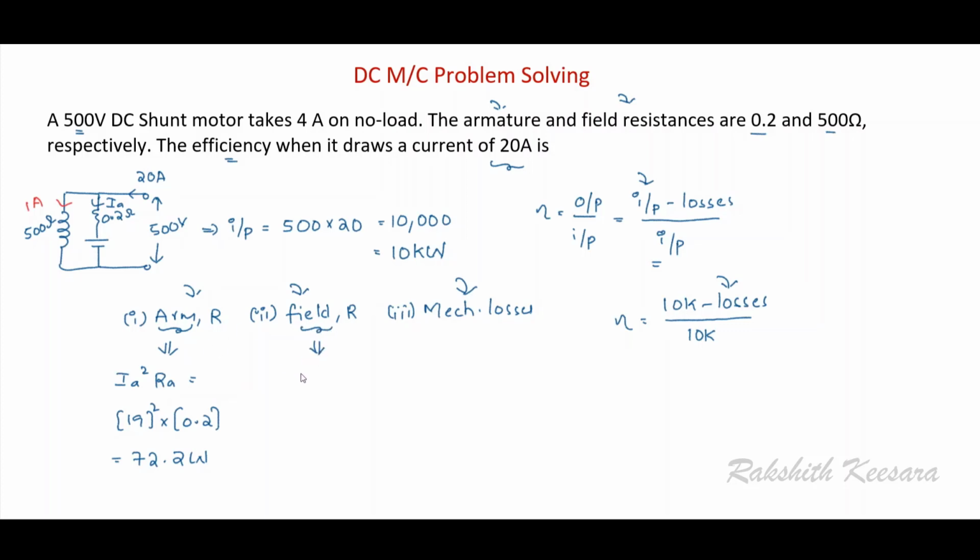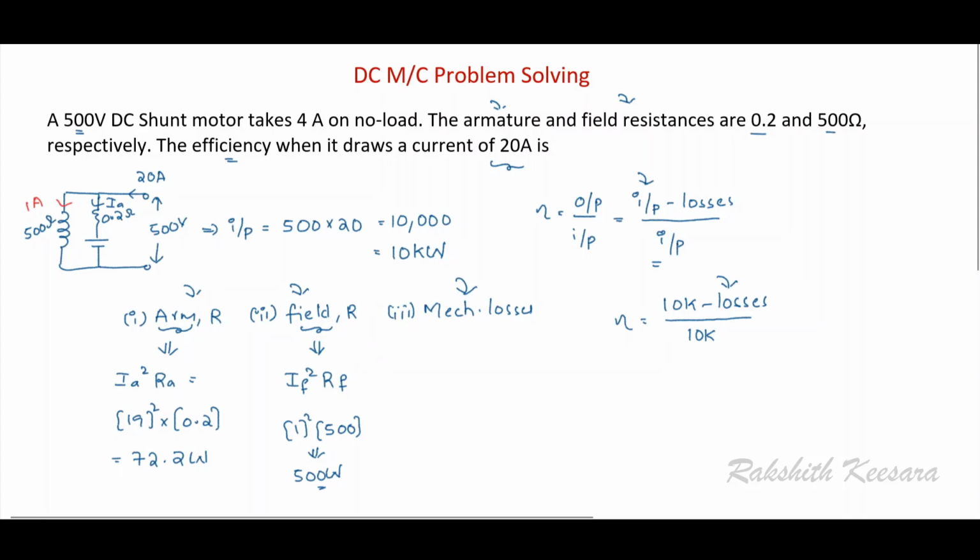Next, let us calculate the field losses. Field losses is equal to If square Rf. What is If? 1 ampere. 1 square. And what is Rf? 500 ohm. So this will be 500 watt. Or you can also calculate this as V square by Rf. Nothing wrong. Both will give the same result.